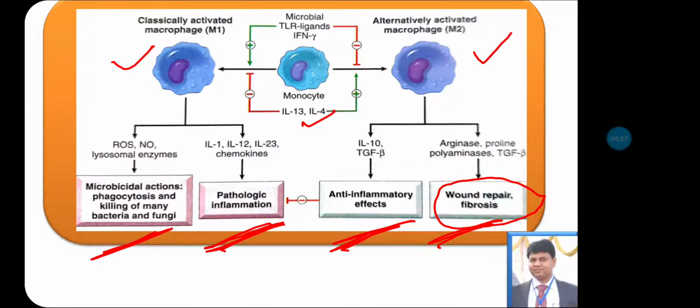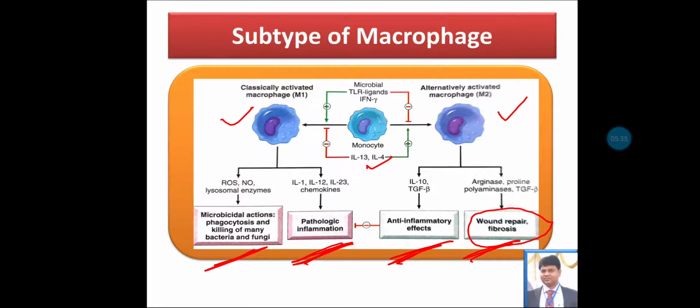Here you can see these M2 macrophages appear in the later part of the inflammation, and they will release different types of chemical mediators such as interleukin 10 and transforming growth factor beta. And these two chemical mediators will have an anti-inflammatory effect over the M1 macrophage, and they also participate in the wound repair and fibrosis with the activation of transforming growth factor beta and release of different types of molecules. So these are the two subtypes.